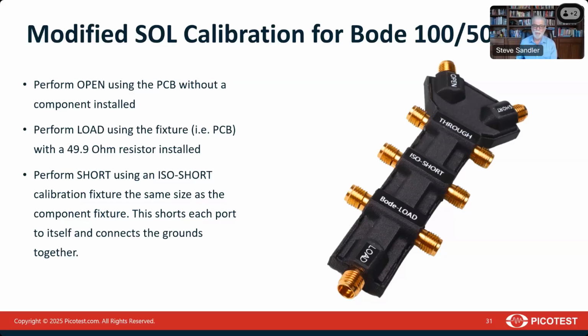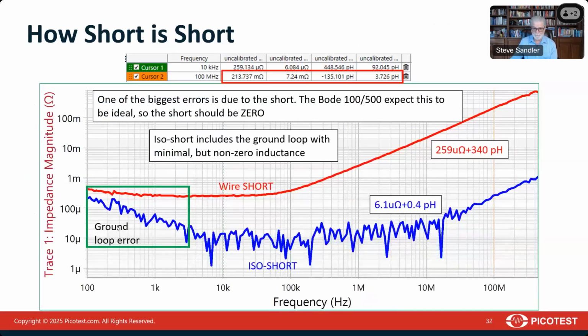And so we perform the open short load in Z domain, and if we can manage to get those standards to be nearly perfect, we'll get those all correct. But the next question is, how short is short? Well, I tried using a piece of wire, and you can see that one in red, and that ended up being about 340 picohenries.